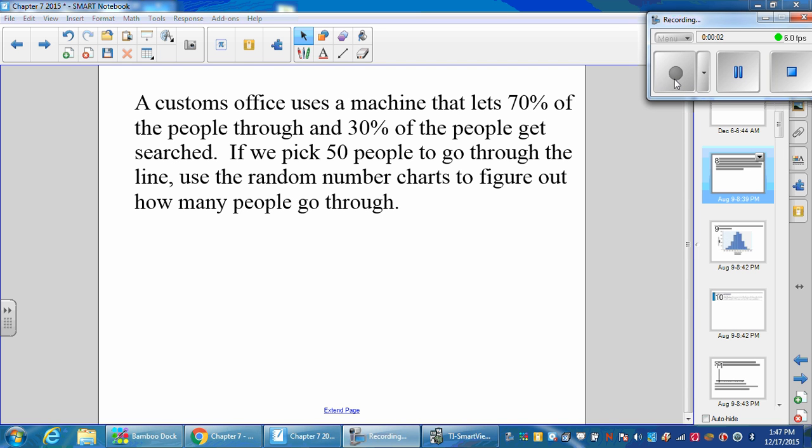Hello. Let's assume a customs office uses a machine and lets 70% of the people through and 30% of the people get searched. If we pick 50 people to go through the line, use some random numbers to figure out how many people go through.